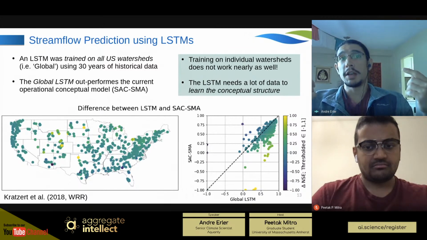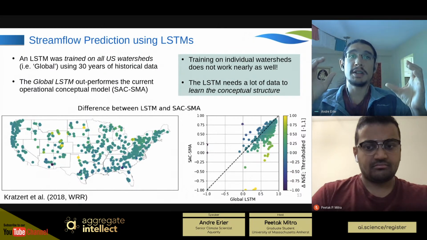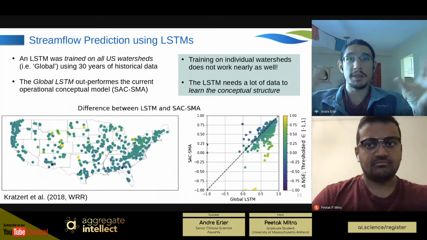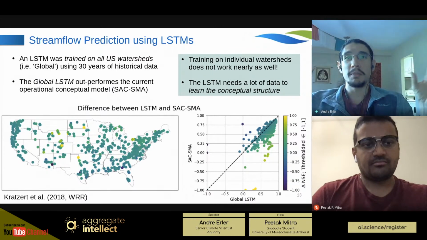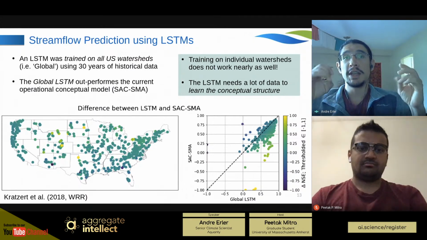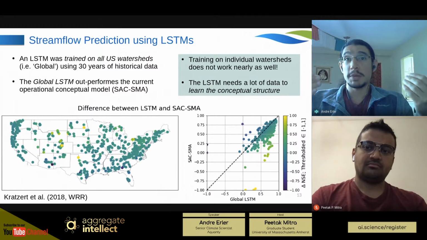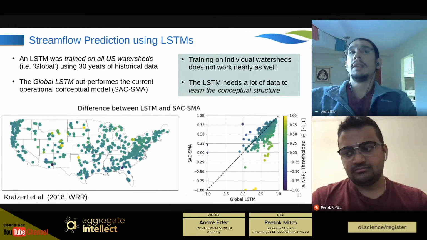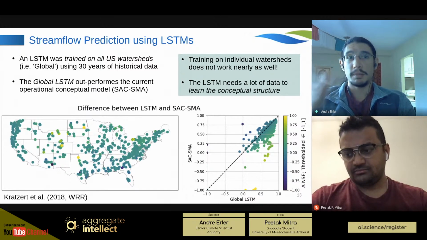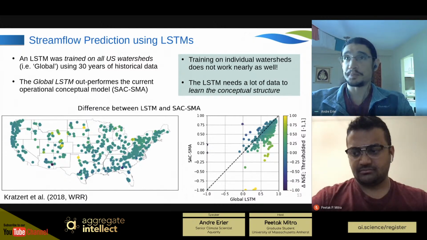But the really big breakthrough came when people started to train the LSTM model on a very large set of different basins, basically all basins of the US. They used 3 decades of data from all basins of the US and trained the LSTM on that. And then it actually achieved really good performance that was better than the conceptual models because that allowed the model to learn a structure that basically represented the physics. So this is one major advance in machine learning in environmental prediction that occurred in 2018.